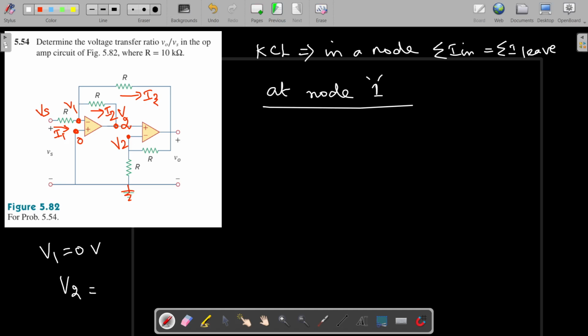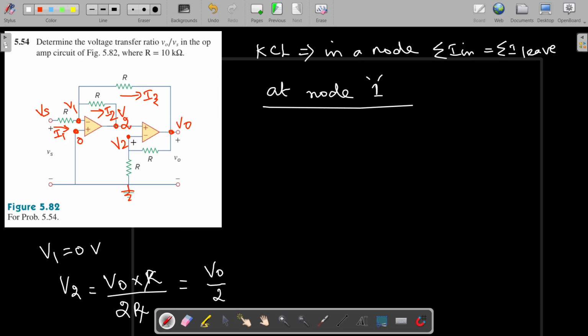V2 will be equal to, when you look at this, this is your V0 value. So here we can apply the potential divider rule to find this V2. It would be equal to V0 multiplied by R divided by R plus R, right? Here you have R, here also you have R, so R plus R is 2R. So you can cancel it out, and it is equal to V0 by 2.